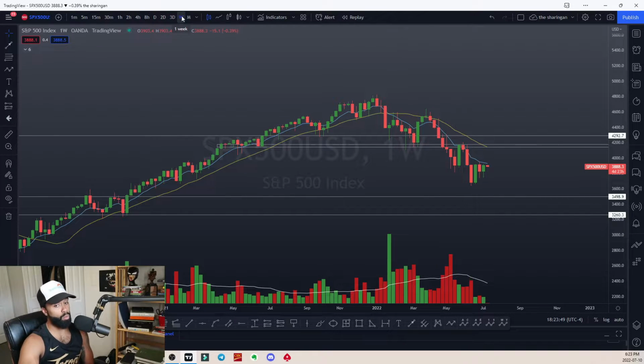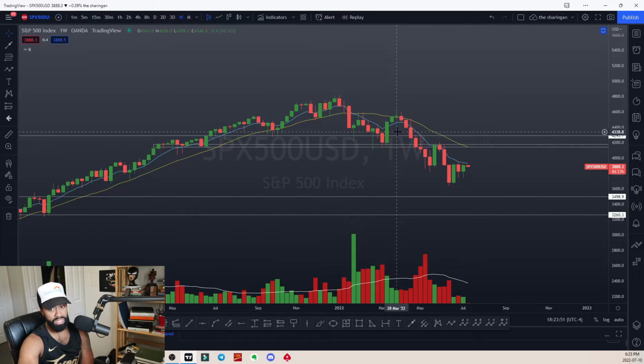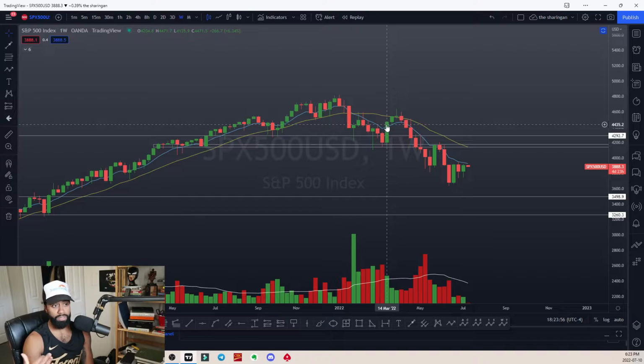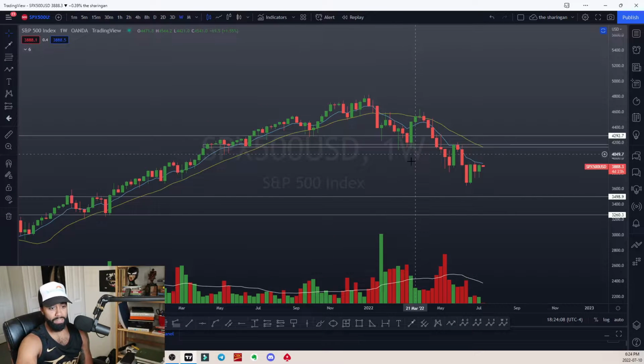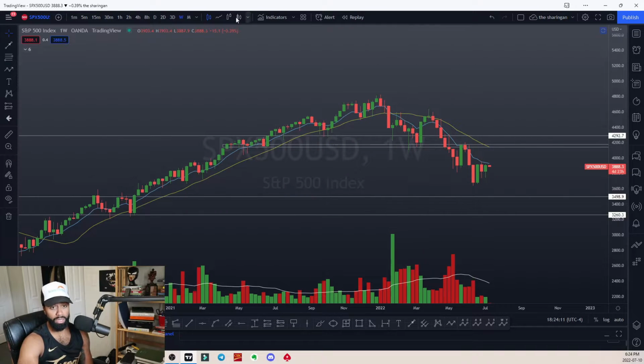So again, I'm on the weekly time frame, so these candlesticks take a full week of trading to develop, right? So from Sunday at 6 p.m. to Friday at 6 p.m., that's what it takes for one candle to develop on this chart. So it's interesting to look at. I think it's a pretty prominent chart when it comes to all this stuff.